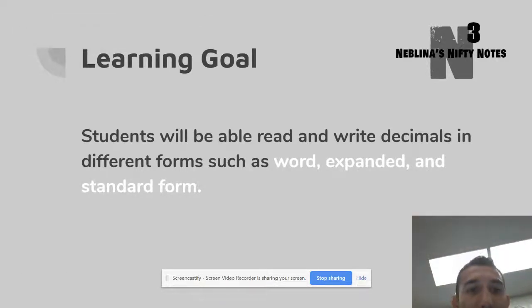We're on lesson 8, and today our learning goal is students will be able to read and write decimals in different forms, such as word, expanded, and standard form.